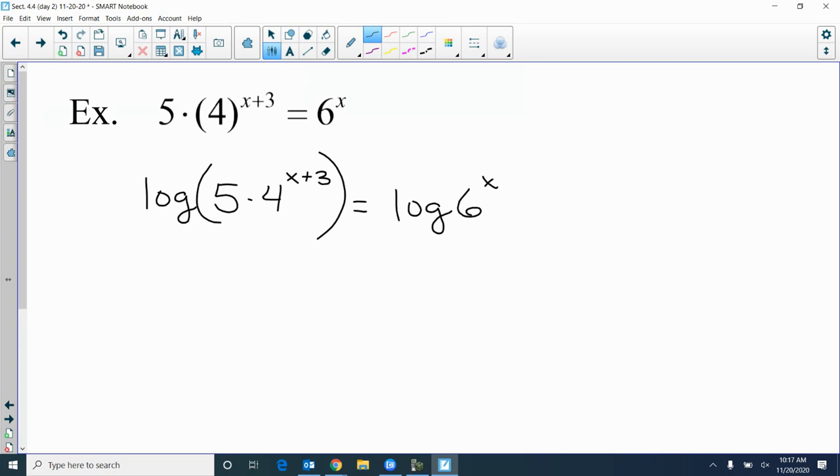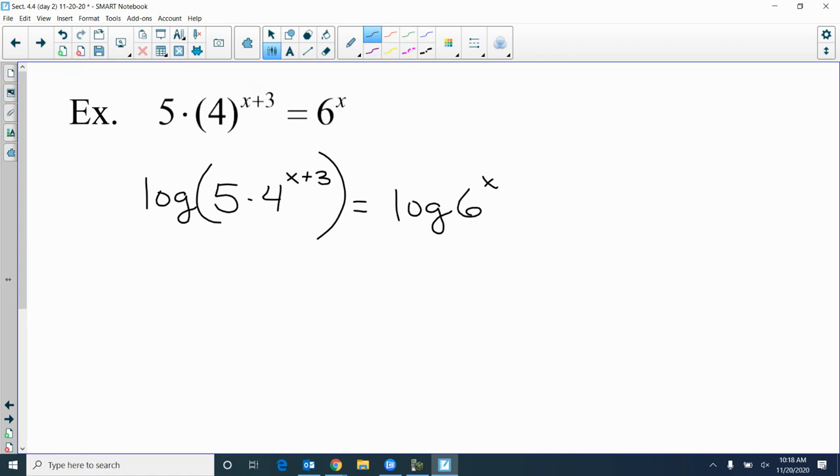Now you've got to look and see how do I handle that left-hand side. The right-hand side is really not an issue. Log of 6 to the x will go out in front, we're fine there. But how do we handle that left-hand side? That's really a product of 5 times 4 to the x plus 3. And when we have a product, how do we split it up? We got to split it up as a sum.